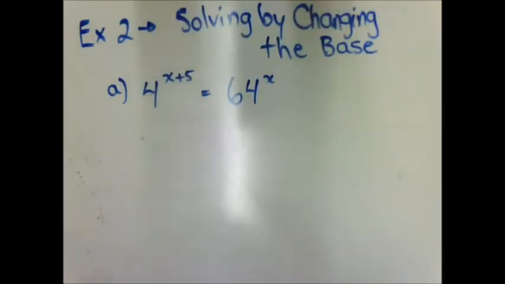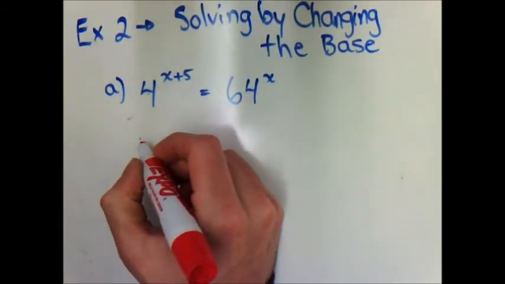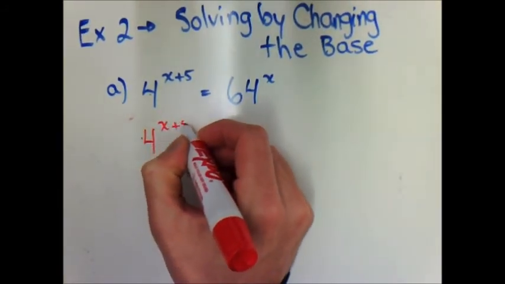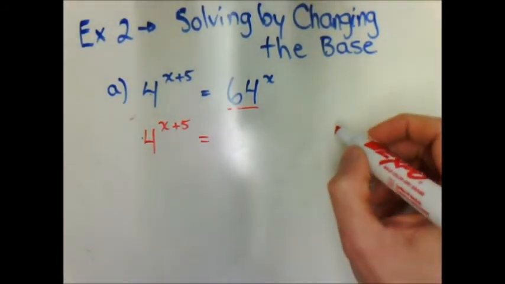In example 2, we'll be using our skills to solve an equation by changing the base. So here we have 4 to the power of x plus 5 is equal to 64 to the power of x. And so we want to find out the value of x in this equation. The first thing we're going to do is express the base on the right side as a power with base 4 so that it matches up with the base on the left side. So we can keep the left side the same, 4 to the power of x plus 5. And now we express 64 as a power with a base of 4.